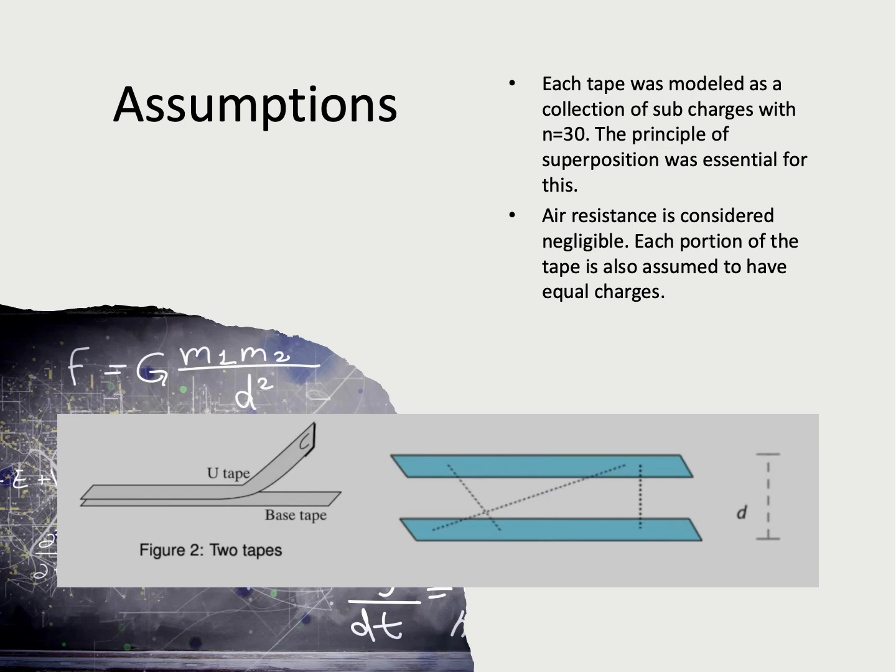Some key assumptions were required for this experiment to work. Firstly, each tape was modeled as a collection of subcharges, where for this experiment there were 30 subcharges used. The principle of superposition was also required for this estimation. Additionally, air resistance is considered to be negligible, and not only that, each portion of the tape is also assumed to have an equal amount of charge.